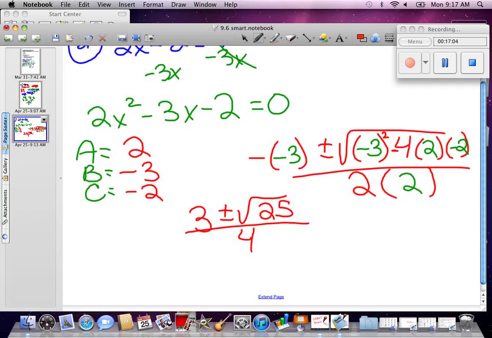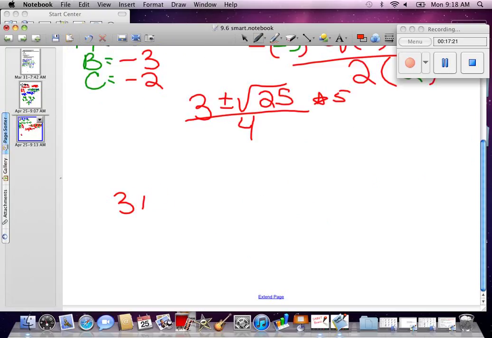A negative and a negative makes a positive. What is the square root of 25? It is 5. So I have to write this 2 different ways. 3 plus 5 over 4, and 3 minus 5 over 4. So I'll get 2 x's.